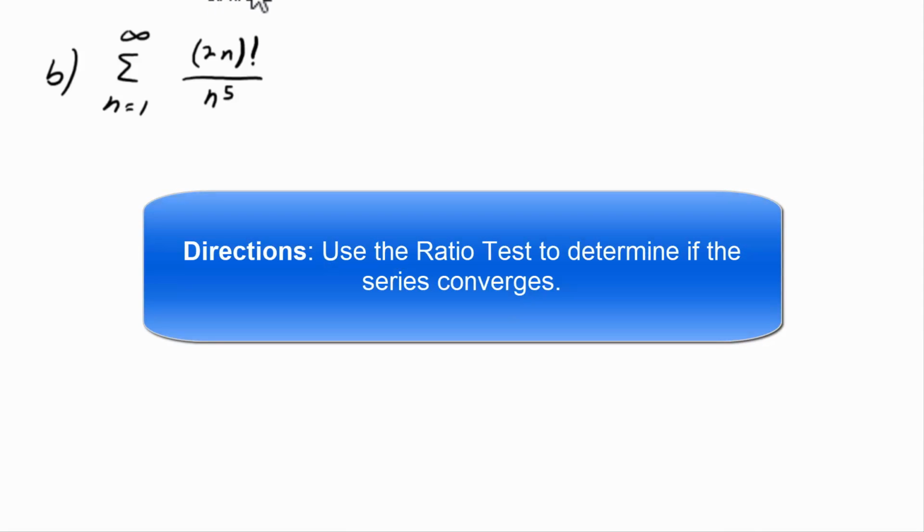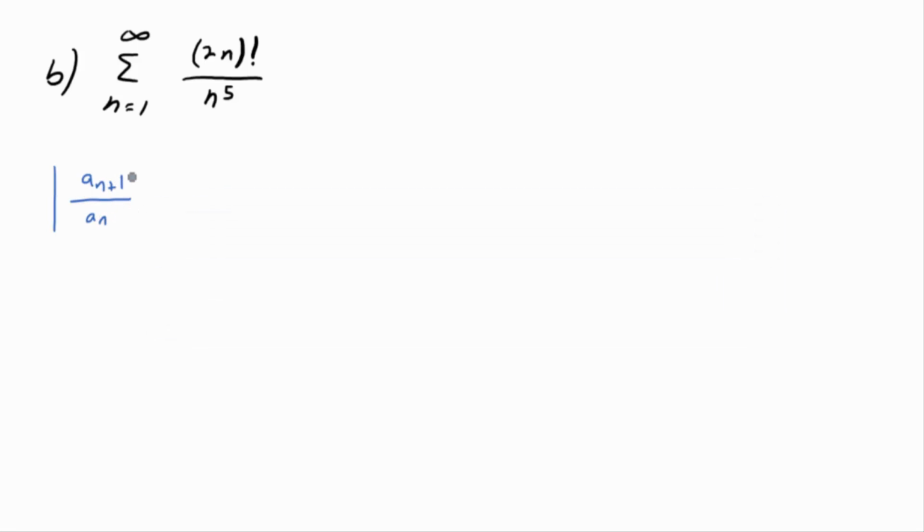You're always going to start the same way. You're going to look at the formula, the absolute value of a sub n plus 1 over a sub n, but this is another case where the formula is positive. So again, the absolute values don't matter here, but let's develop good habits.